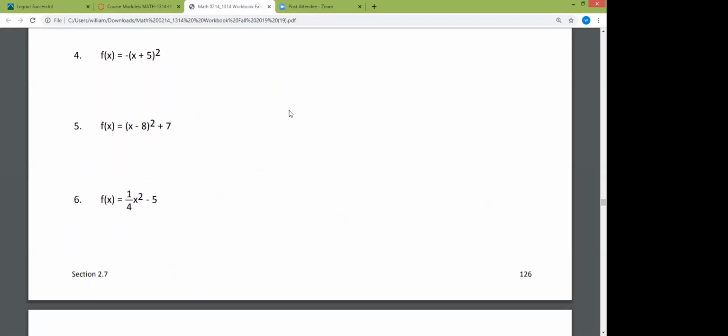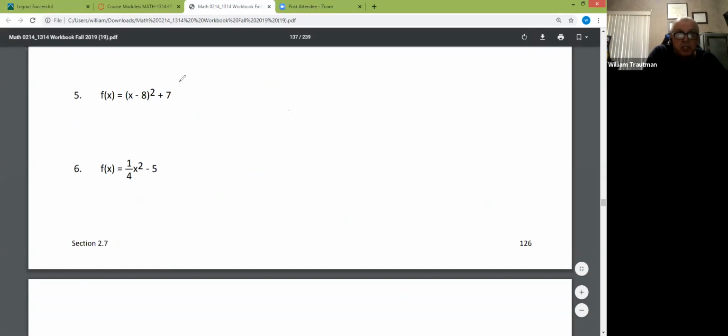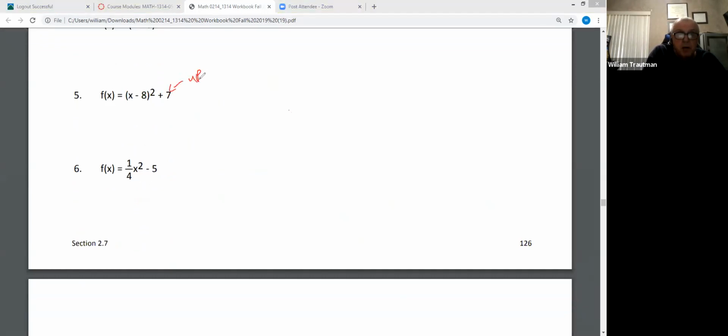Doesn't? Okay. So number 5, if you look at this, the graph moves up. A +7 on the outside moves the graph up, and a -8 on the inside moves it to the right. It moves up and to the right.